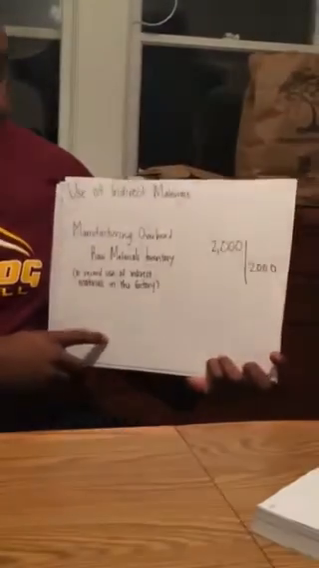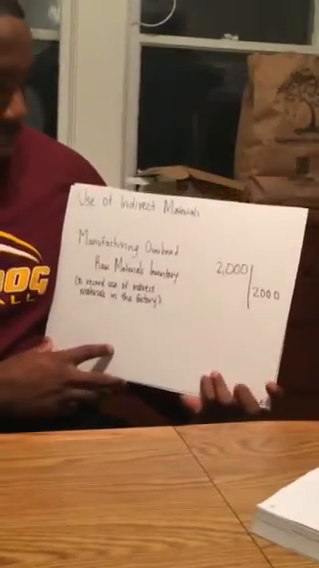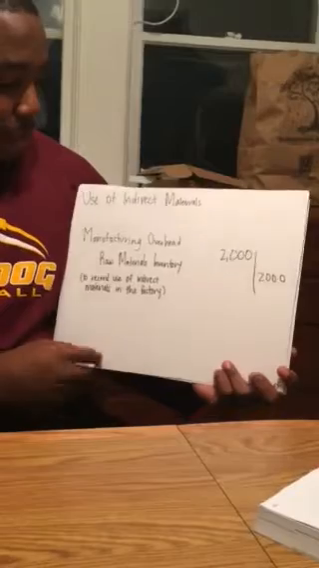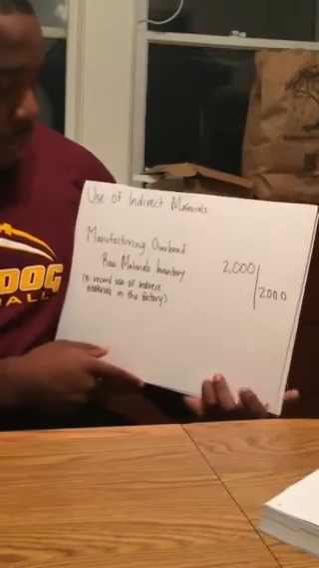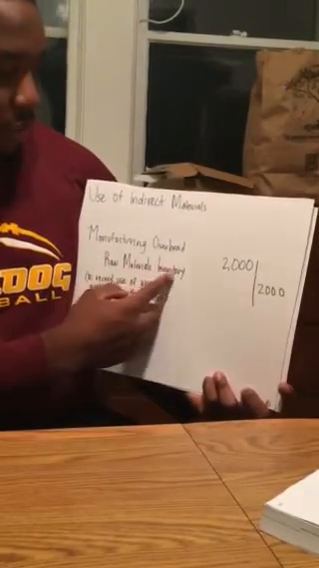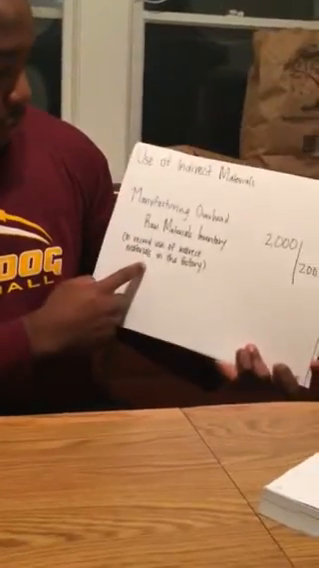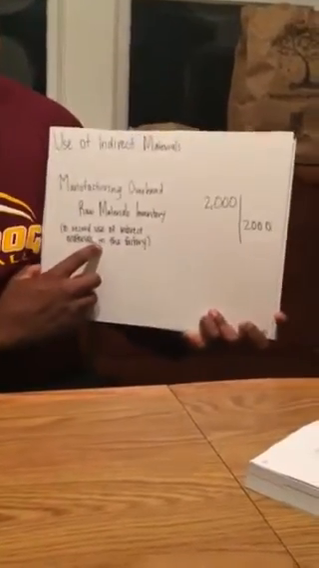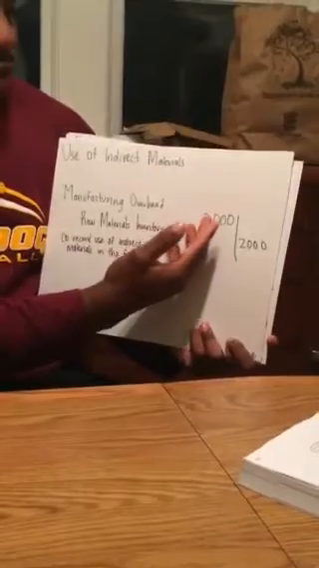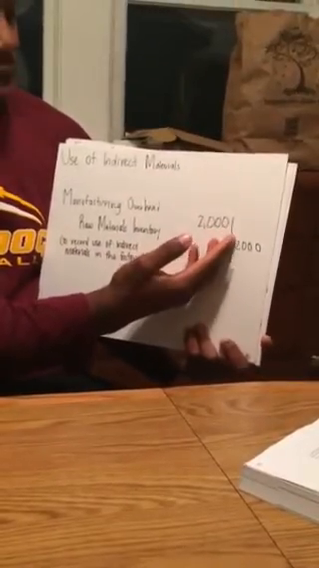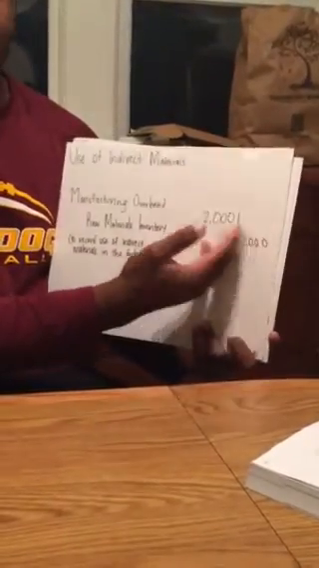The next entry we're going to practice is the use of indirect materials. We would start by writing manufacturing overhead, and under that would be raw materials inventory. And this is to record the use of indirect materials in the factory. So you start by writing 2,000 as we did before for the others, and below that, to the other side, 2,000.